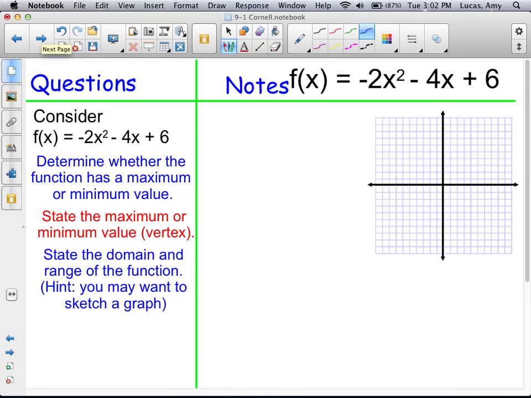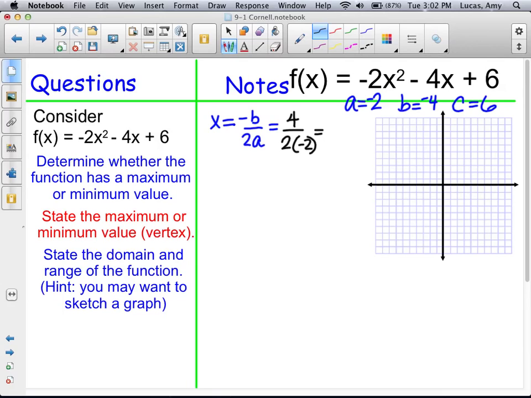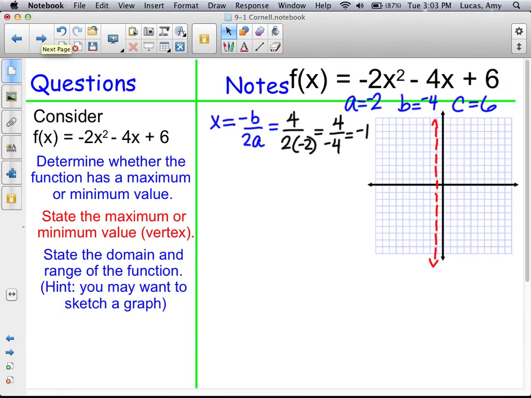So in order to find the vertex, we have to find the axis of symmetry first using this formula like we did on day 1. The opposite of b over 2a. Our values for a is -2, b is -4, and c is 6. So the opposite of b, if b is -4, the opposite of b is +4. 2 times a, which is -2, would be -4. If I divide those, I get my symmetry line, or axis of symmetry, at -1. So on my graph over here, I'm going to sketch my axis of symmetry line at -1, like that.